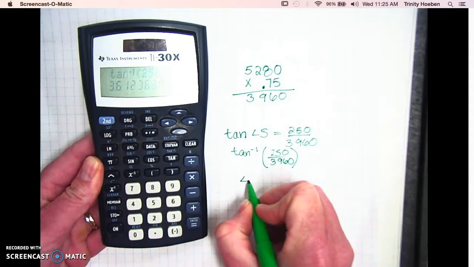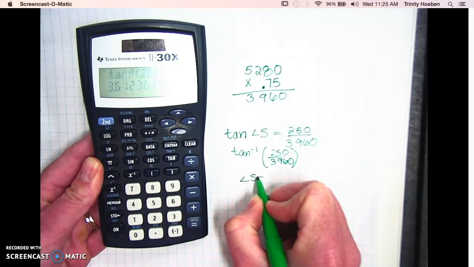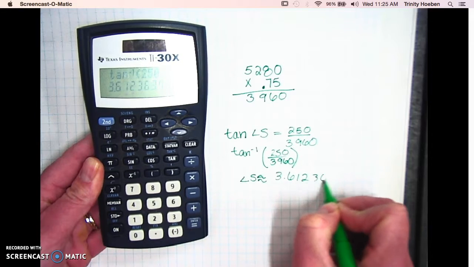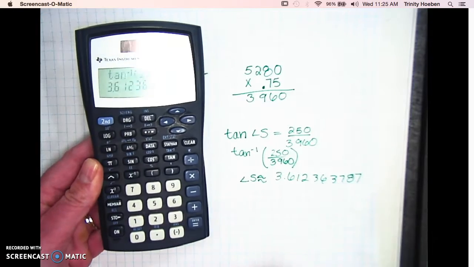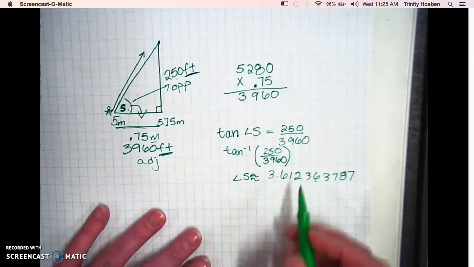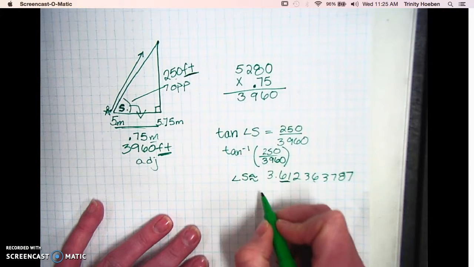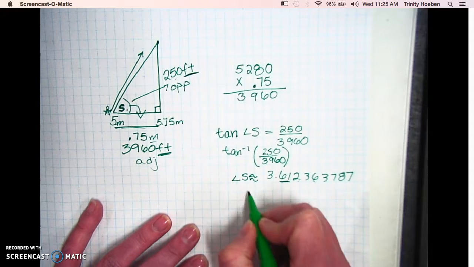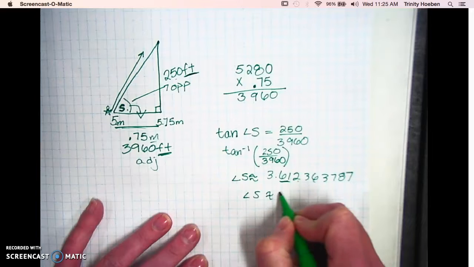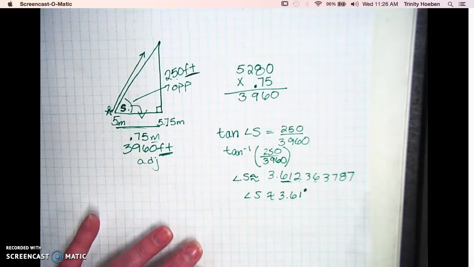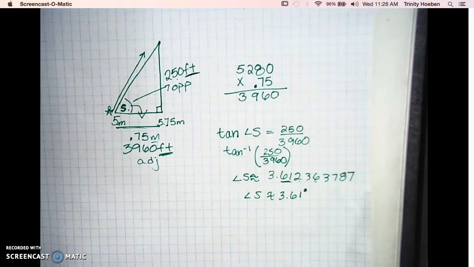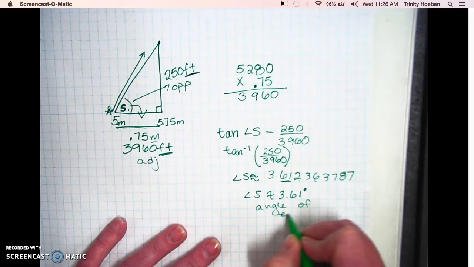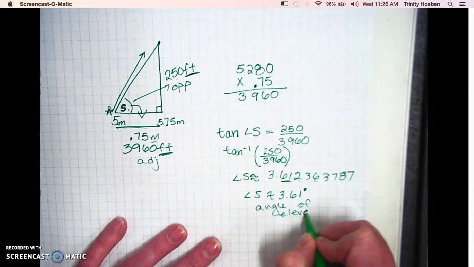And your angle S is going to be something like 3.61236378. But we don't need to make it quite that long. Let's round to the nearest hundredth. So after that decimal, I have 3.61. Next to it's a 2, so it's going to stay. So angle S is approximately 3.61 degrees. And we've calculated the angle of elevation. That's the angle of elevation for the Nike Women's Marathon in San Francisco.